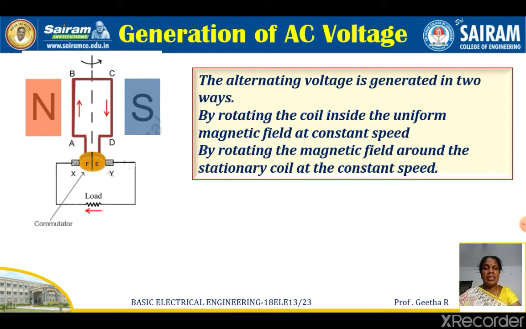The alternating voltage is generated in two ways, that is, by rotating the coil inside the uniform magnetic field. Here you can see the magnetic field is created by the north and south pole. Here it is a uniform magnetic field. In between, having a coil inside, by rotating it at a constant speed, the voltage can be generated. Or the coil can be kept stationary and the magnetic field can be rotated. So by rotating the magnetic field around the stationary coil at a constant speed, the AC voltage is also generated.